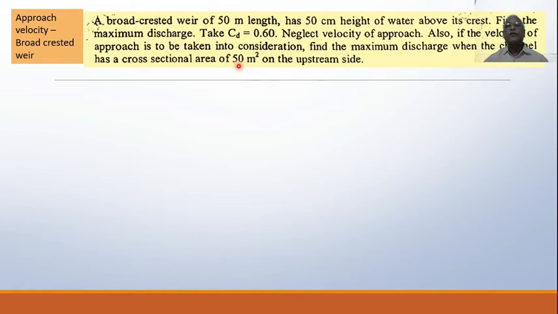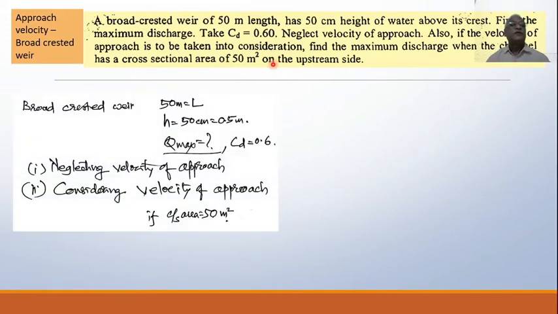You need not do the multiplication, but directly the area has to be considered as 50 meters square. Okay, with this information, what I have from this problem is, it is a broad crested weir we have to talk about. The length of the crest is 50 meters, the head over the crest is 0.5, 50 centimeter. Q maximum is asked, CD is 0.6. First part, neglecting velocity of approach. Second part, considering velocity of approach if cross-sectional area is 50 meters square. This is what the problem is.